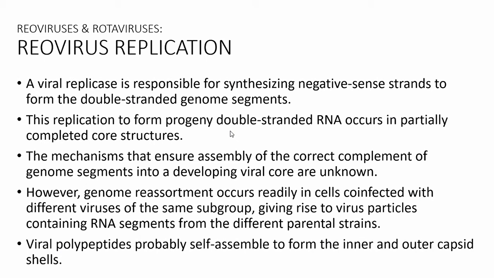A viral replicase is responsible for synthesizing negative-sense strands to form the double-stranded genome segments. This replication to form progeny double-stranded RNA occurs in partially completed core structures, and the mechanism which ensures the assembly of the correct complement of genome segments into developing viral cores is unknown. However, reassortment occurs readily in cells co-infected with different viruses of the same subgroup. Viral polypeptides probably self-assemble to form the inner and outer capsid shells.